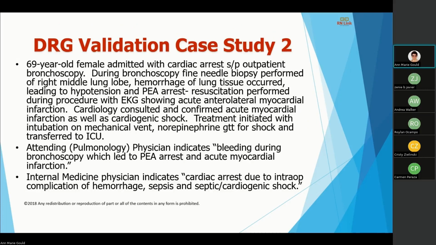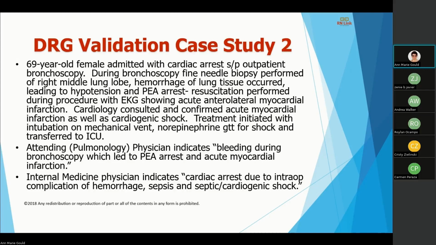Okay. This is another case study for DRG validation. A 69-year-old female admitted with cardiac arrest, status post-outpatient bronchoscopy. During bronchoscopy, fine needle biopsy performed on the right middle lung lobe. Hemorrhage of lung tissue occurred, leading to hypotension and PEA arrest.